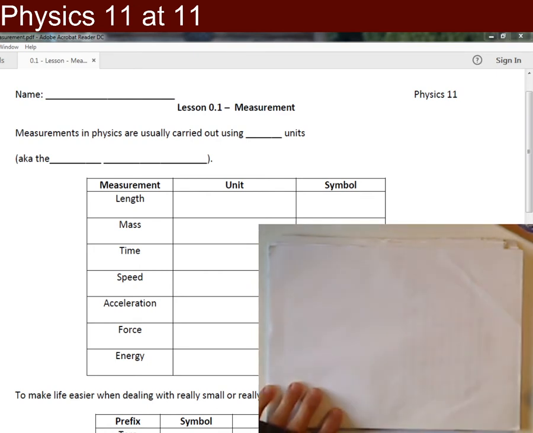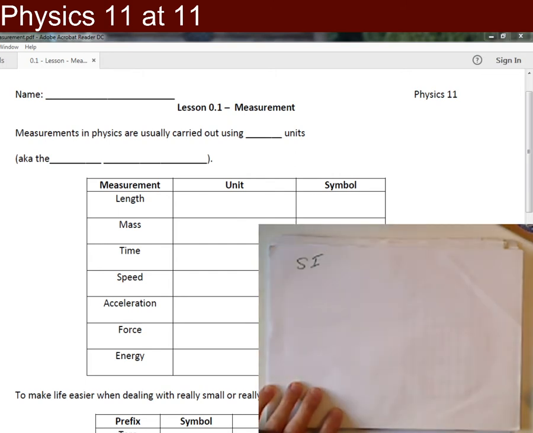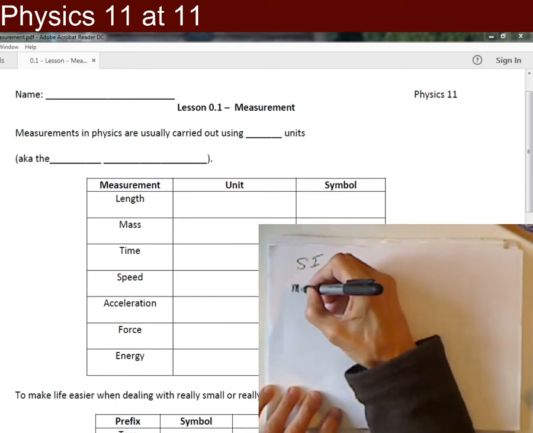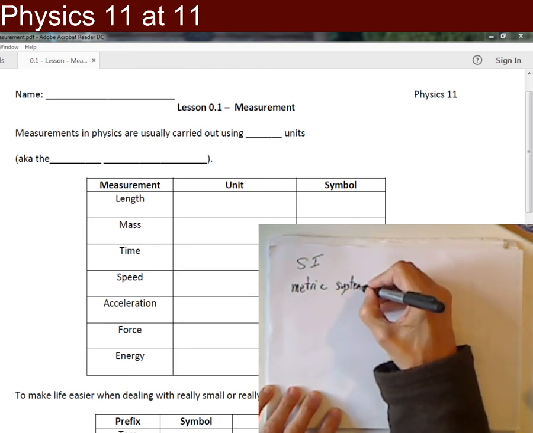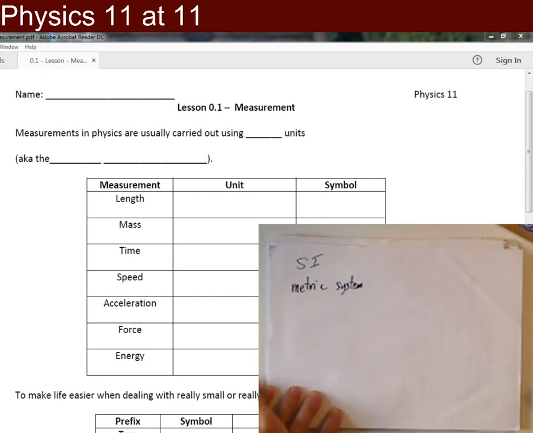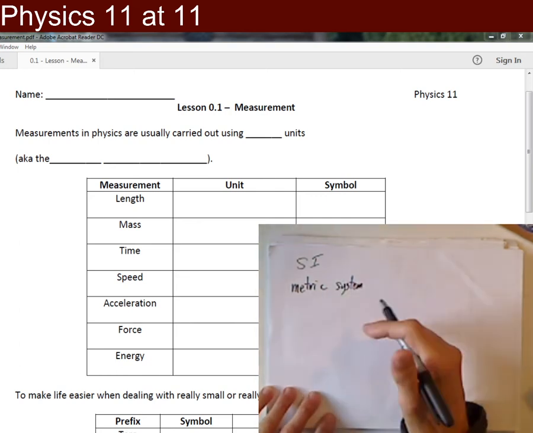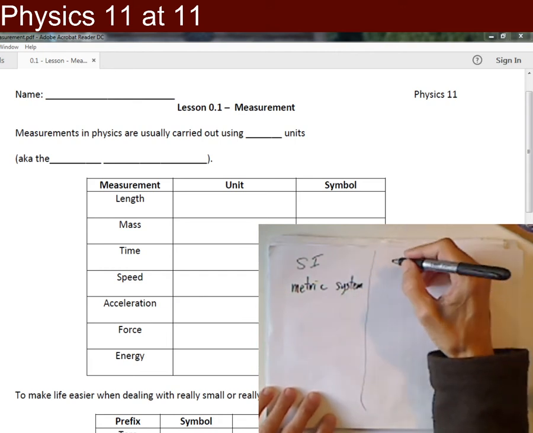Now, so blank by blank, right at the top there. The measurements in physics are usually carried out using SI units. This stands for Système International, which is a French description. For us, also known as the metric system, which we've been using for a while now. Now, within the metric system, there are basic units, and they're listed here, but we got to make sure we have the right ones, the correct ones.